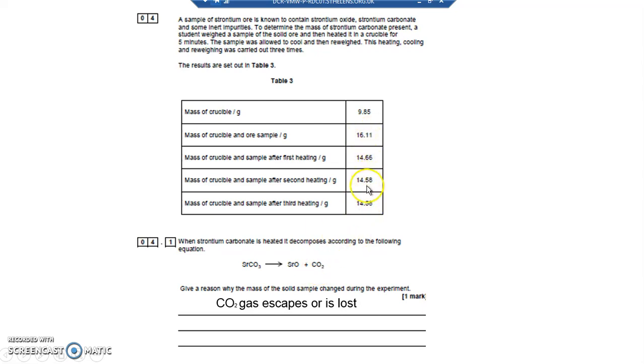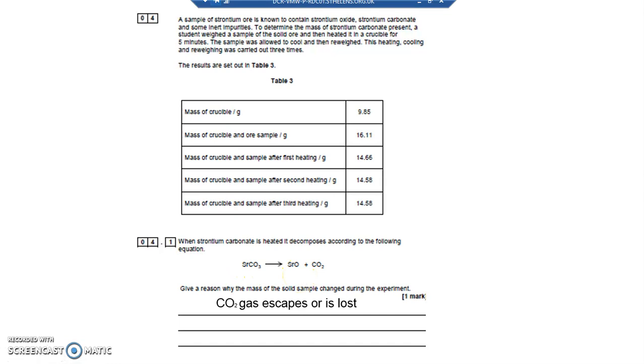I have to carry on until it's heated and it doesn't lose any more mass, because then I assume that all of the strontium carbonate's reacted and the reaction's finished. So that's 14.58 at the end. It's still releasing some carbon dioxide here, but at the end 14.58, and it stays as 14.58. All the carbon dioxide's released. So 16.11 take away 14.58 will give me the mass of the carbon dioxide that's made. And if I can work out the number of moles, I can work out the number of moles of strontium carbonate and the mass of that. I'll show you what I mean.